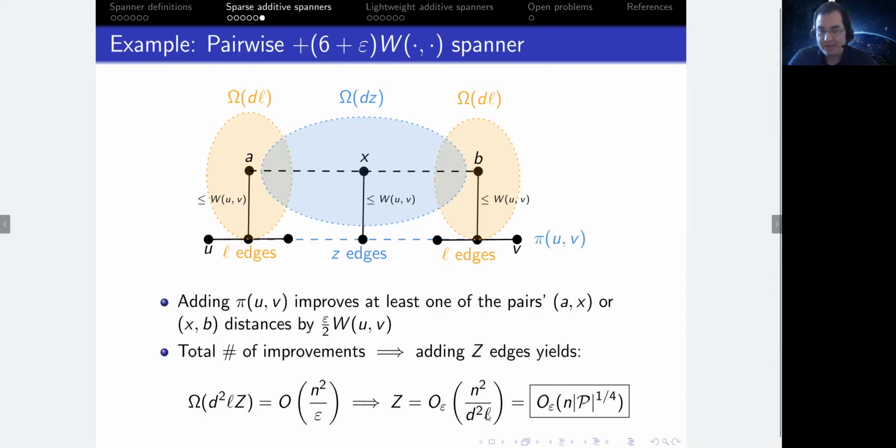And so note that we've chosen D and L in order to balance the number of edges added during both the initialization phase and the spanner completion phase. So using this similar idea, we can also prove a pairwise +2 plus epsilon W spanner with roughly n times the number of pairs to the 1/3 edges.